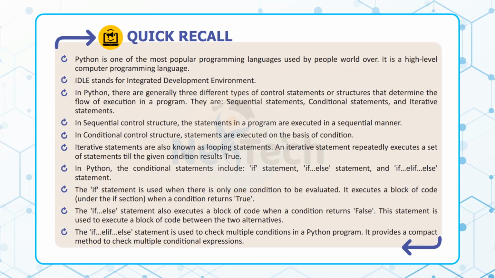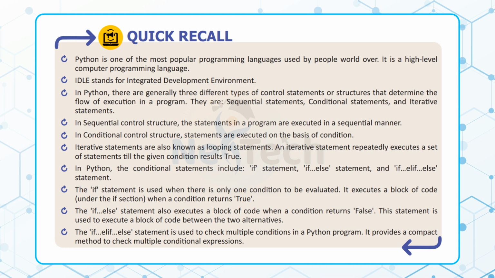Quick recall. Python is one of the most popular programming languages used by people the world over. It is a high-level computer programming language. IDLE stands for Integrated Development Environment. In Python, there are generally three different types of control statements or structures that determine the flow of execution in a program. They are sequential statements, conditional statements, and iterative statements.